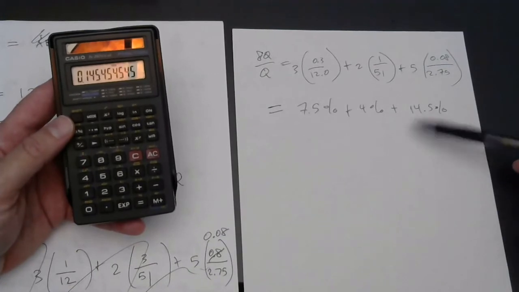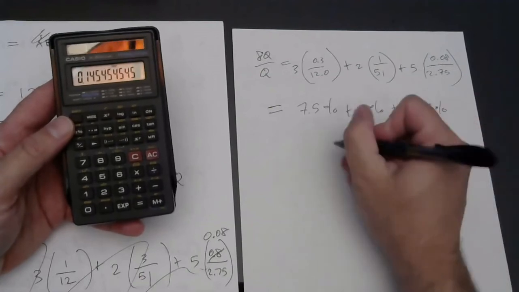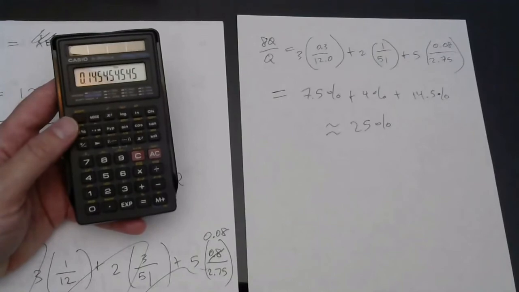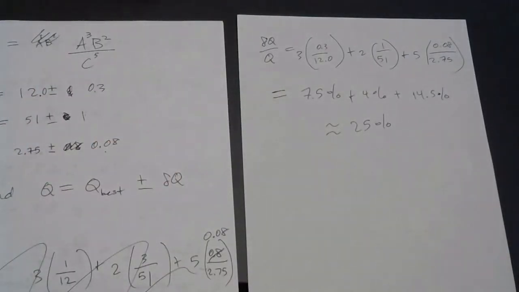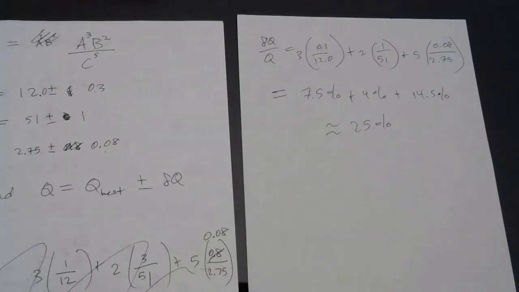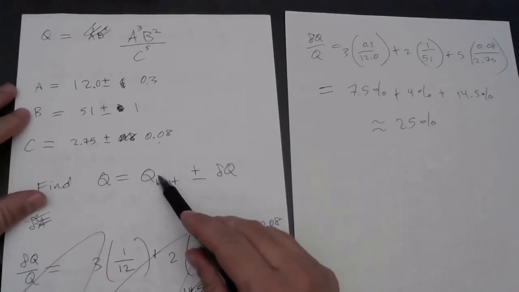14 plus 7 is 21, plus another 1 from the 0.5%, so 22, roughly 26. Let's just round. We can call this 25%. Not terribly precise, that kind of uncertainty. That's the relative uncertainty in Q. Let's now convert that into an absolute uncertainty. In order to do that, we first have to know what Q best is.